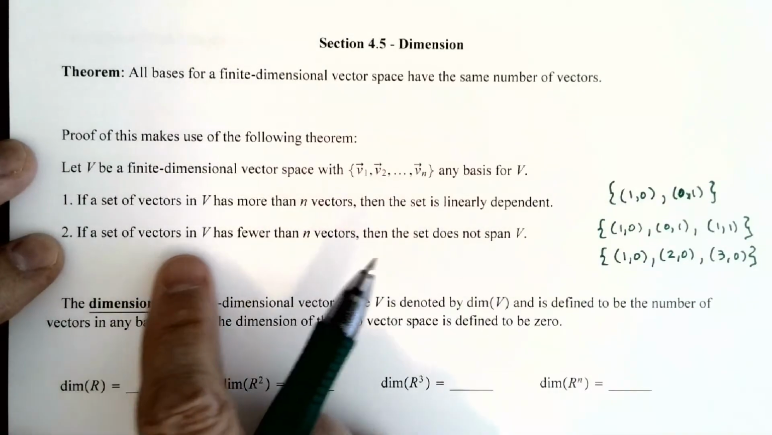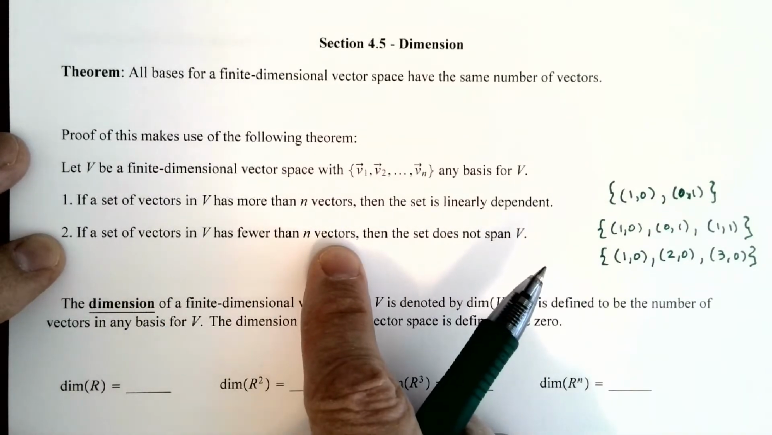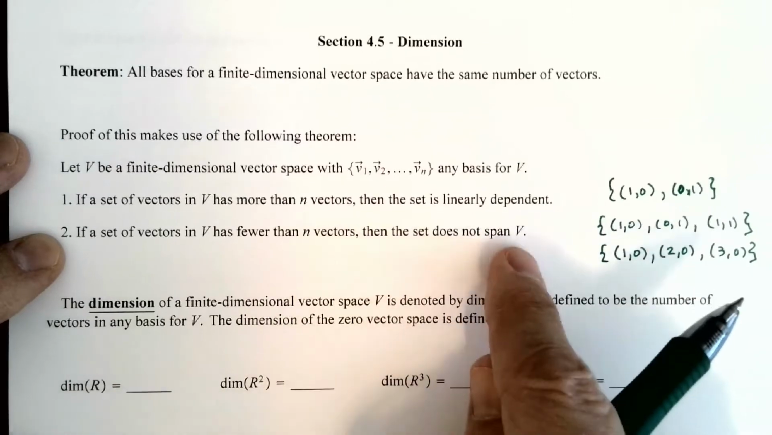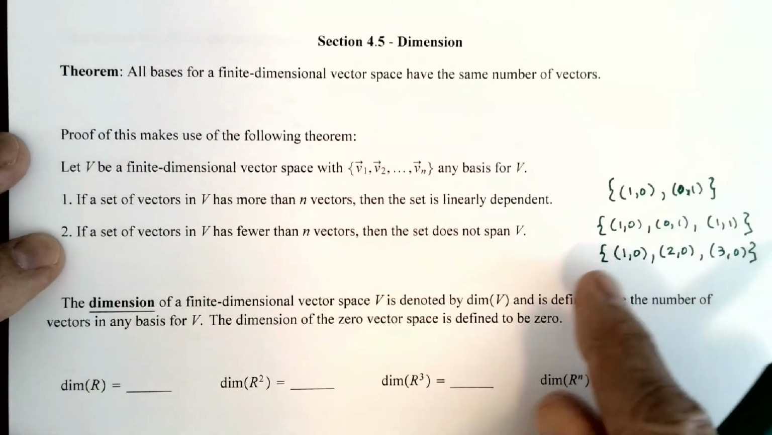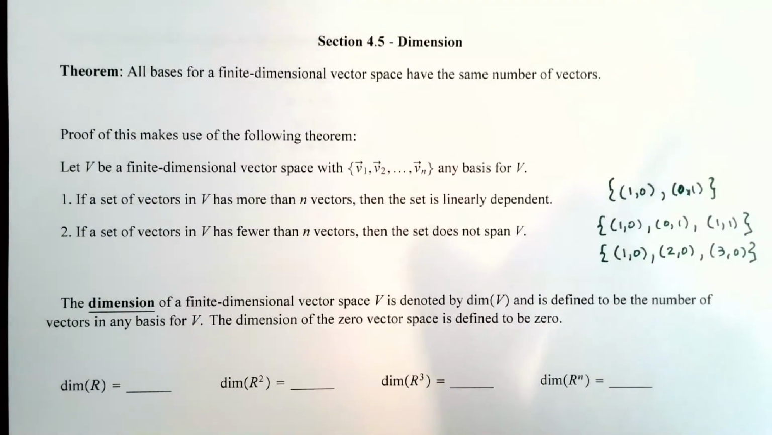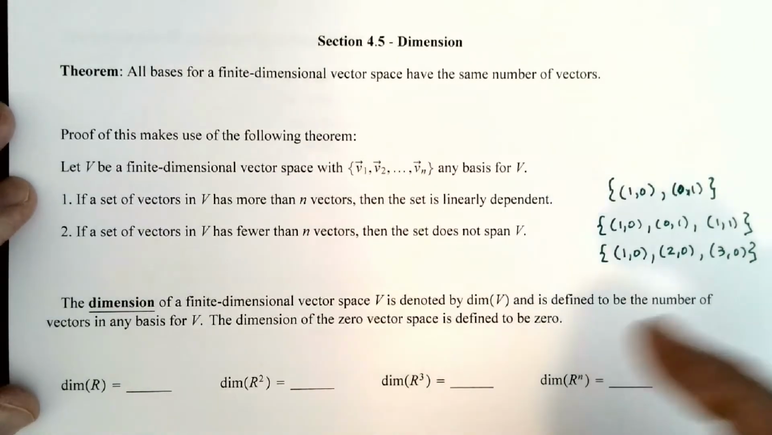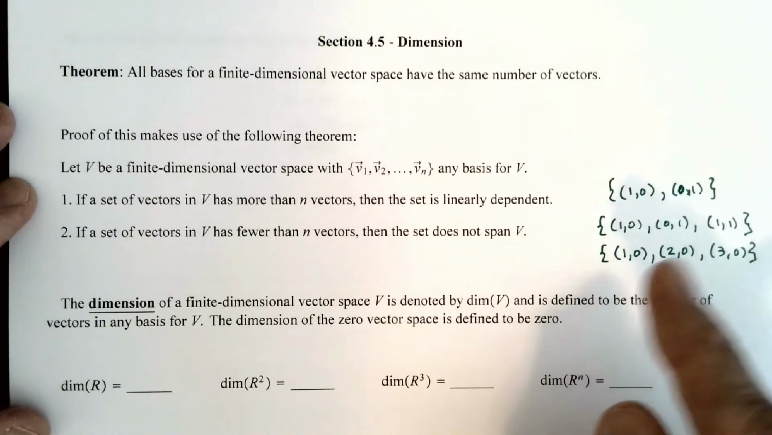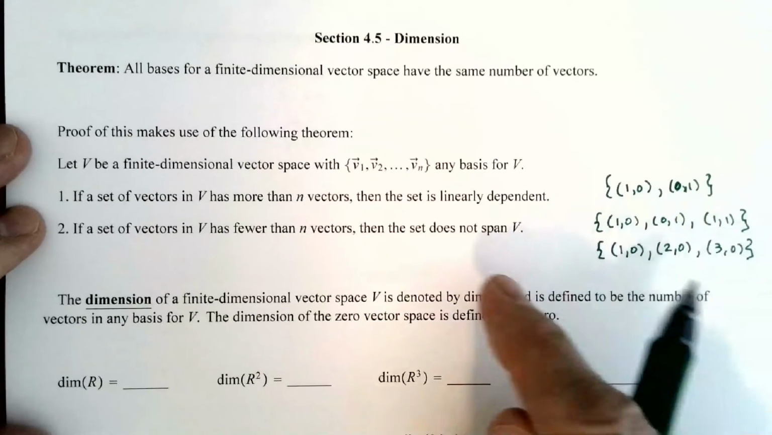Now, if we have fewer than n vectors in the set, then that set does not span V. Think about it. If we're spanning 2 space, what do we need? We need at least 2 vectors. One vector cannot span all of 2 space. One vector, what will it span? It will span a line, right? If I have one non-zero vector, any scalar multiple of that vector will simply be a line passing through the origin. Again, think of our familiar 2 space to illustrate this.